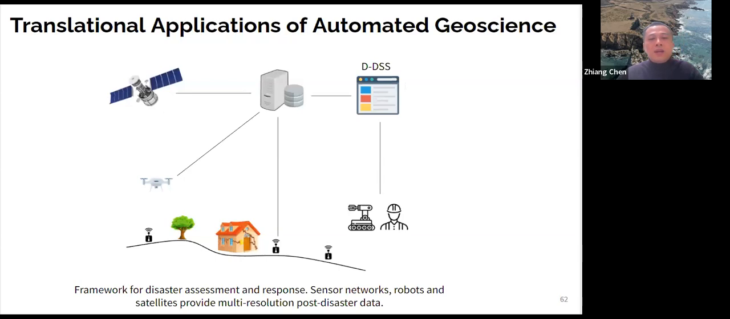So, other translational applications of automated geoscience: one area that I'm particularly interested in is disaster assessment and response. We have sensor networks, drones, and satellites, and they can provide a large amount of multi-resolution post-disaster data. Then we can build a disaster decision support system, which can be used for search and rescue. For example, how can we provide this information to robots and people for more efficient search and rescue?